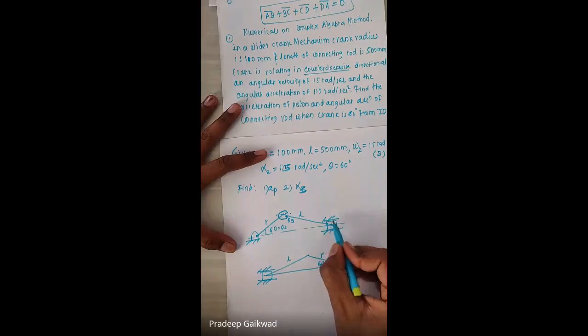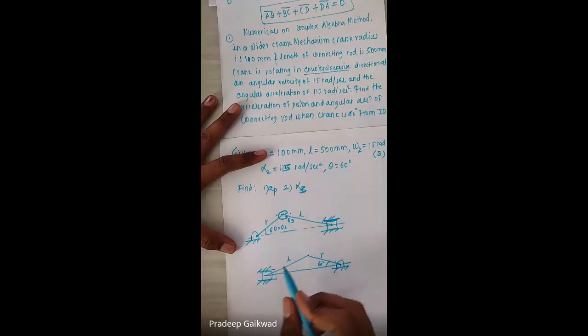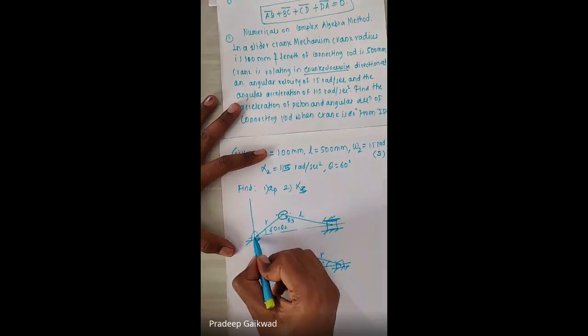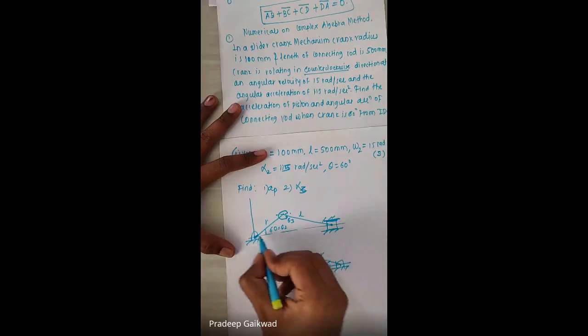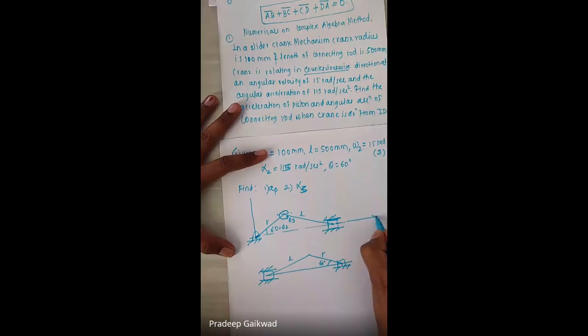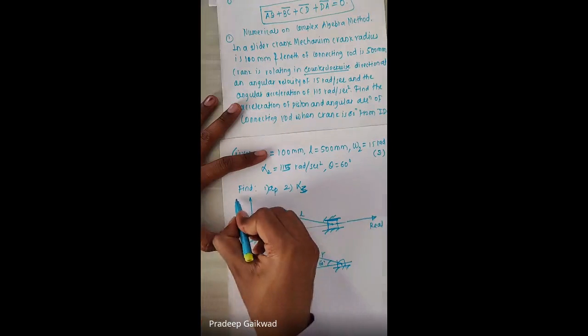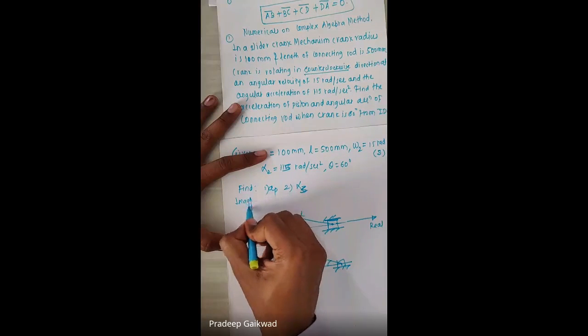The fourth link is a slider. For the slider, there is no need of angle. Here, why am I drawing this diagram? Because I want to apply the loop closure equation here. This is your real axis, and this is your imaginary axis. You have to draw this diagram, all of you.